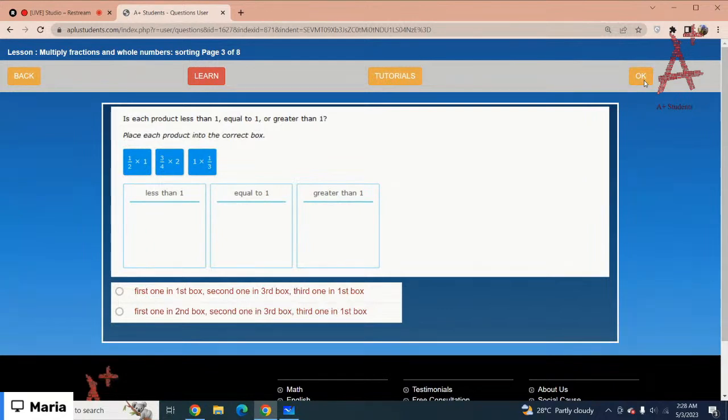Okay, the next one is 1 times 1 over 2. That would be less than 1. So it goes in the first box. 2 times 3 is 6, 6 by 4. It would be greater than 1. Whenever the numerator is greater than the denominator, that means the answer must be greater than 1. Got it? So 2 times 3 is 6, 6 by 4. 6 is greater than 4. Numerator is greater than denominator. So it must be greater than 1. And 1 times 1 by 3 is again less than 1.